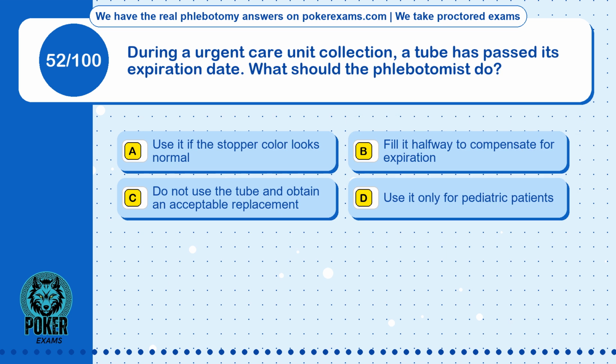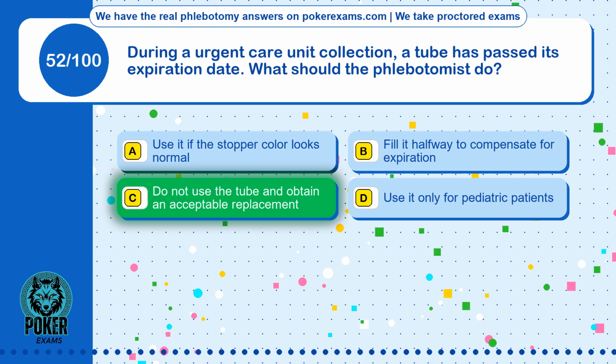Question 52. During an urgent care unit collection, a tube has passed its expiration date. What should the phlebotomist do? Option A. Use it if the stopper color looks normal. Option B. Fill it halfway to compensate for expiration. Option C. Do not use the tube and obtain an acceptable replacement. Option D. Use it only for pediatric patients.